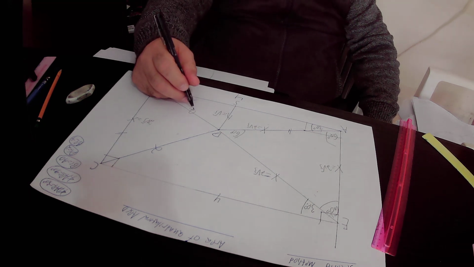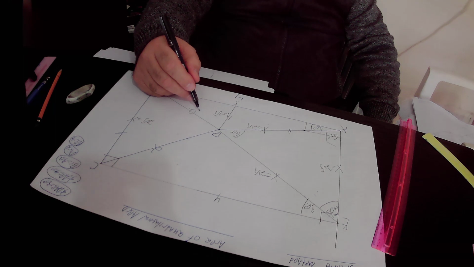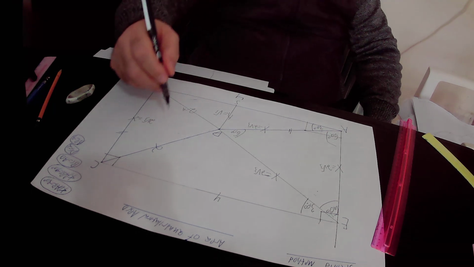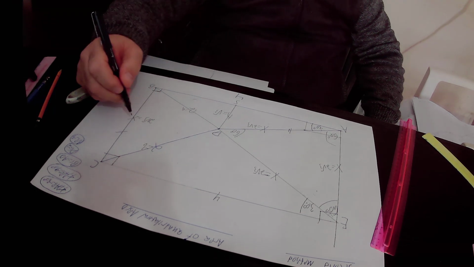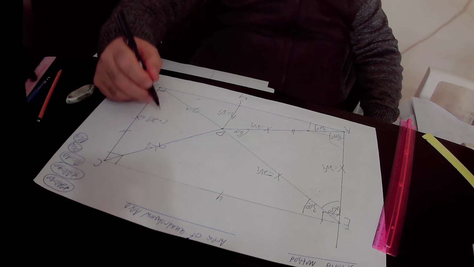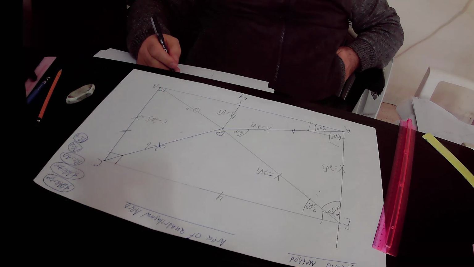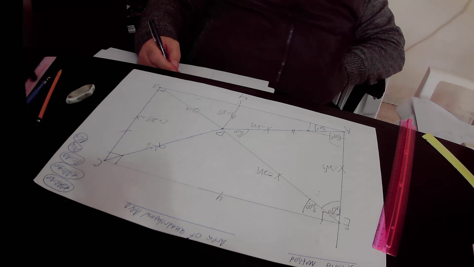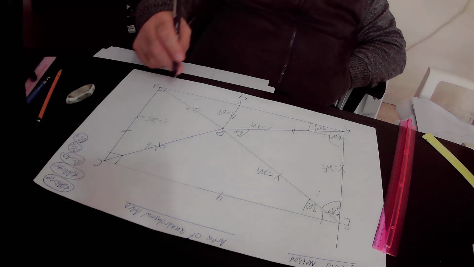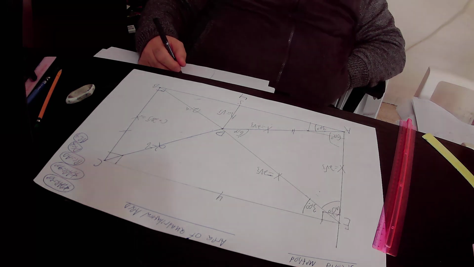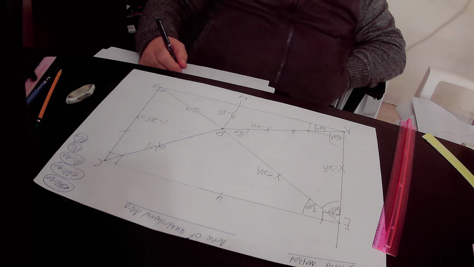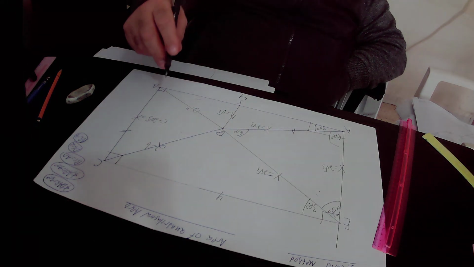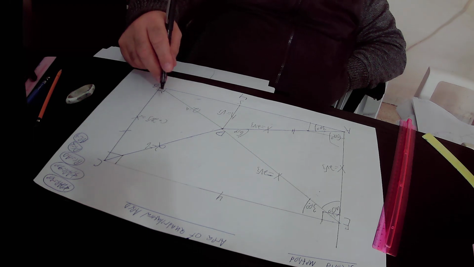We will define this side as A, this side as B, this side as C. The semi-perimeter of triangle DBC will be equal to the perimeter over 2. The perimeter over 2 of any triangle is equal to the semi-perimeter of the triangle. So A plus B plus C over 2 is the semi-perimeter of triangle DBC.